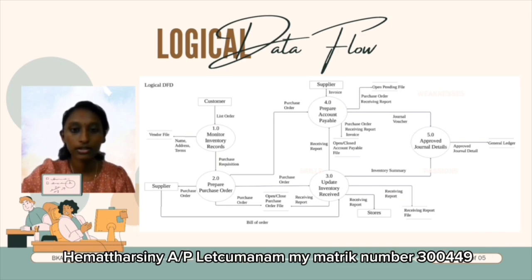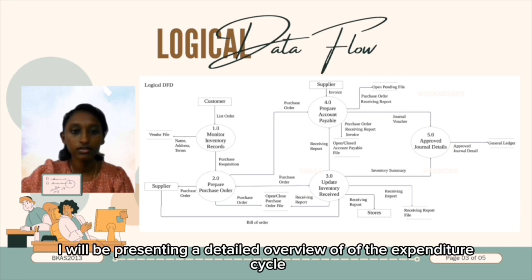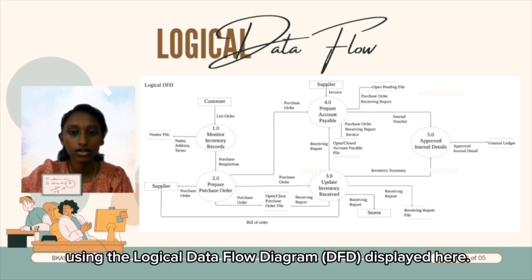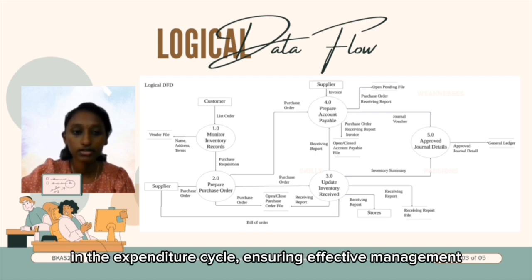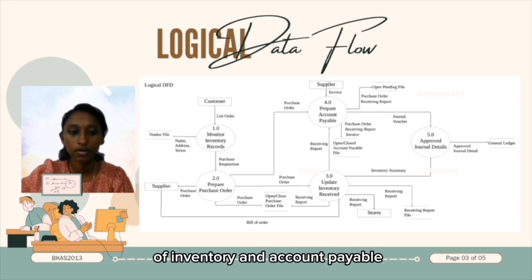My matric number is 300449. I will be presenting a detailed overview of the expenditure cycle using the logical data flow diagram (DFD) displayed here. This DFD illustrates how data flows through different processes in the expenditure cycle, ensuring effective management of inventory and accounts payable.